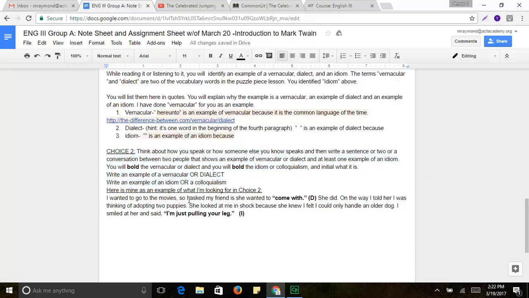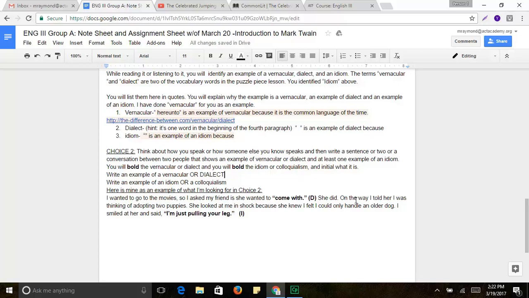I wanted to go to the movies, so I asked my friend if she wanted to, quote, come with. That's an example of dialect. You're bolding the example, okay? See here, you will bold the vernacular or dialect. That's what I did here. And then you will initial what it is, D for dialect. Come with is a dialect here in the Lehigh Valley. It's based on the Pennsylvania Dutch. Okay? And I'm sure that people in Philadelphia use it too. It means, do you want to come with me?